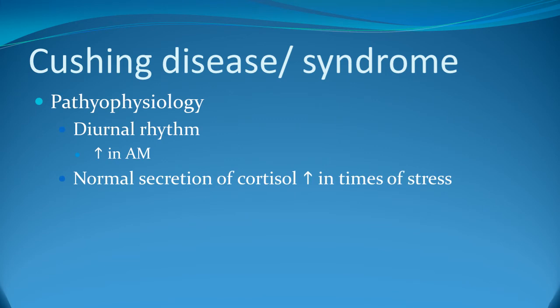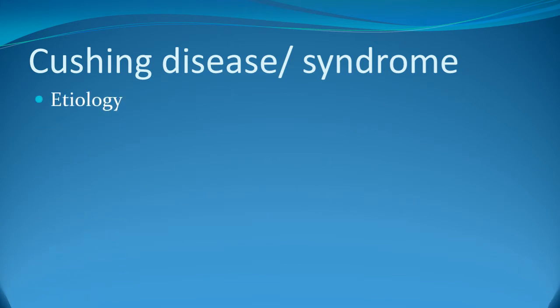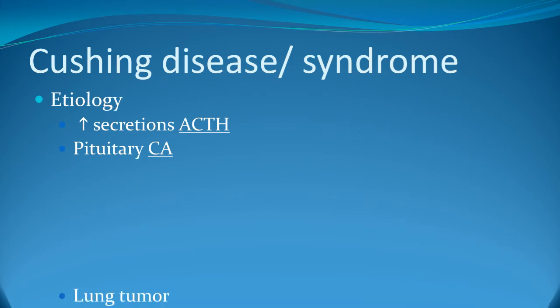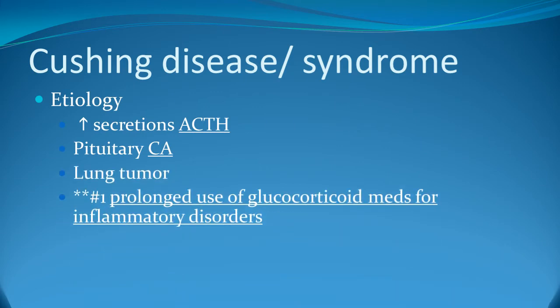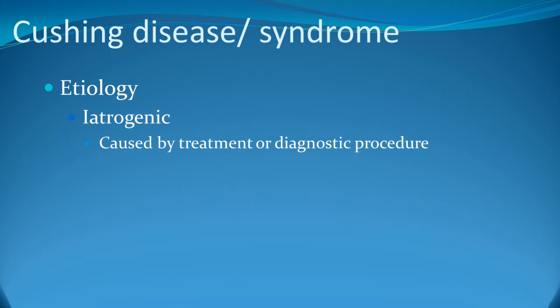Cortisol has a diurnal rhythm, and normal secretion of cortisol increases at times of stress. In Cushing syndrome, cortisol is hypersecreted without regard to stress or the time of day. The etiology is increased secretion of ACTH, pituitary cancer, lung tumors, and prolonged use of glucocorticoid medications for anti-inflammatory disorders such as rheumatoid arthritis and COPD. It could be iatrogenic, caused by treatment or diagnostic procedures. It is more common in females than males.